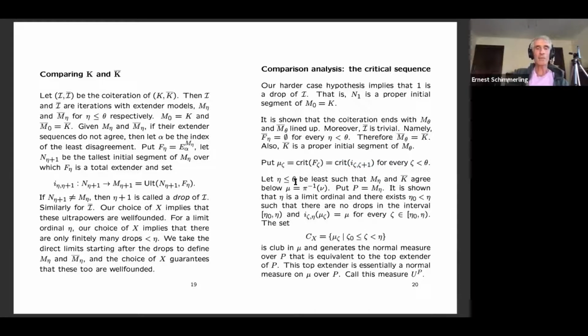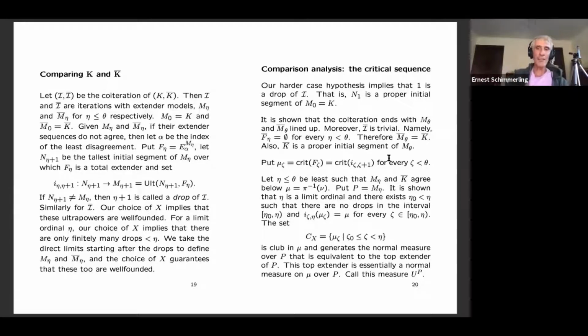Let's let eta be the least stage of the coiteration where M eta agrees with K bar below mu. Remember, we coiterated until all of K bar agreed, but I don't need to go that far. I'm just going to go out to the point where we've lined things up to mu. Let's let P be this M eta. Aha, now I finally see what's analogous to the P from the proof for L. This M eta is the least missing mouse in some sense, but we had to work harder to find it.